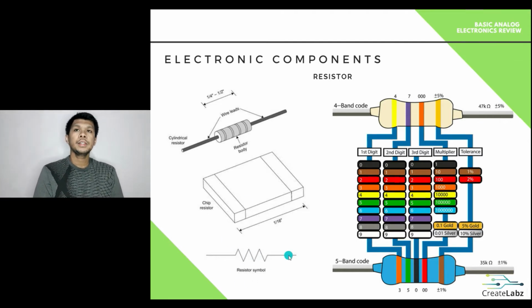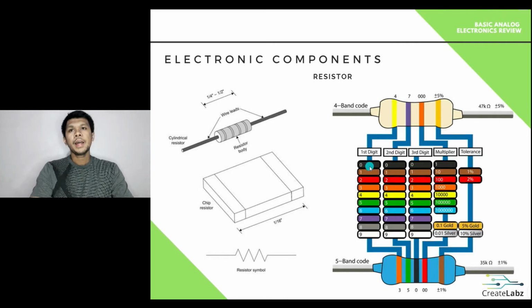In a basic discrete resistor, we can have either a 4-band code or a 5-band code. The color bands represent the value of the resistor. For example, for a 5-band resistor, the first band represents the first digit of the value, the second band is the second digit, the third band is the third digit, the fourth band is the multiplier, and then the fifth band is the tolerance. Each color is represented by a number.